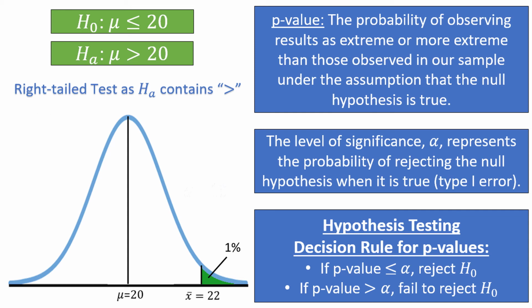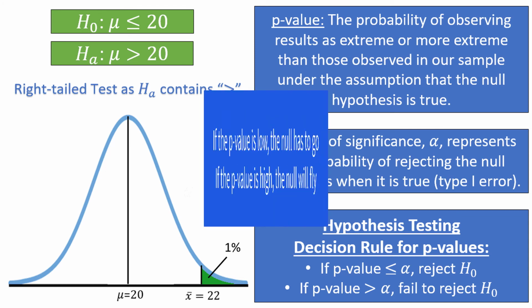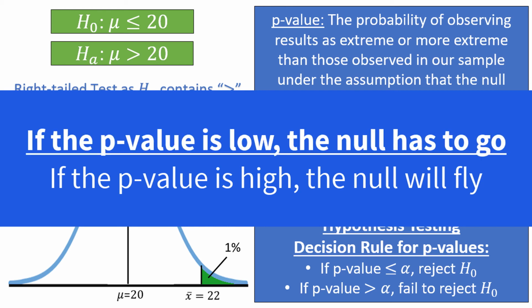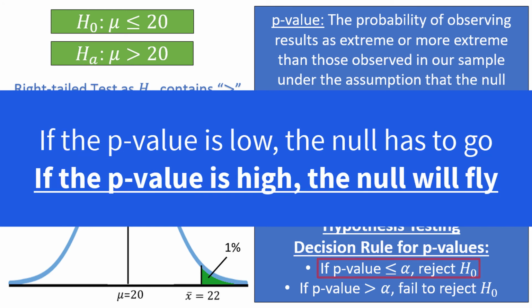You can remember the decision rule through this little saying: if the p-value is low, the null has to go. If the p-value is high, the null will fly. If the p-value is low, the null has to go, means that we should reject the null hypothesis when we have a low p-value, lower than the level of significance. If the p-value is high, the null will fly, means that the null hypothesis should not be rejected when we have a high p-value, when the p-value is greater than the level of significance.